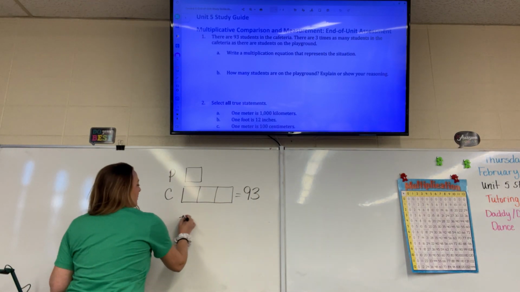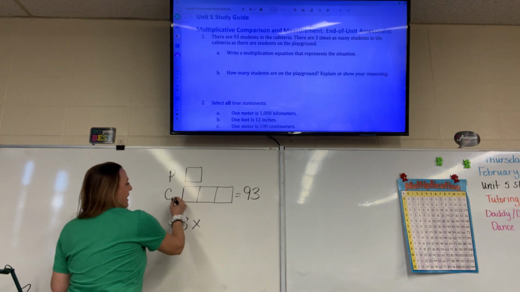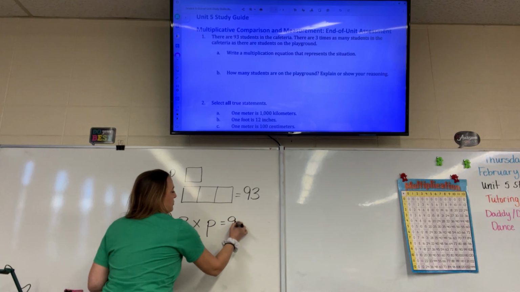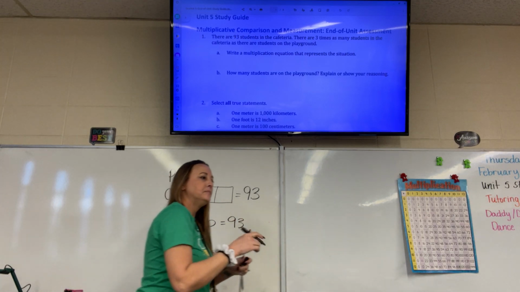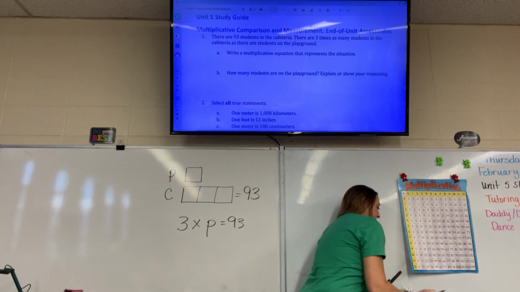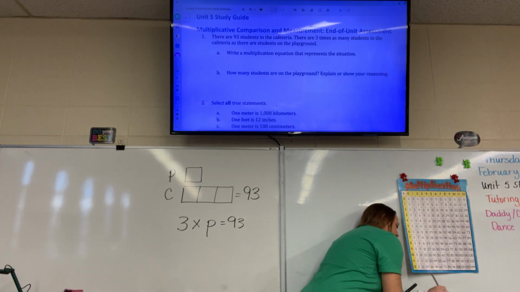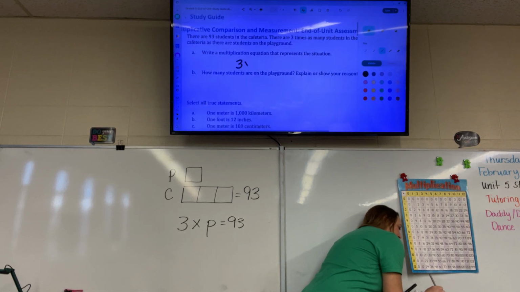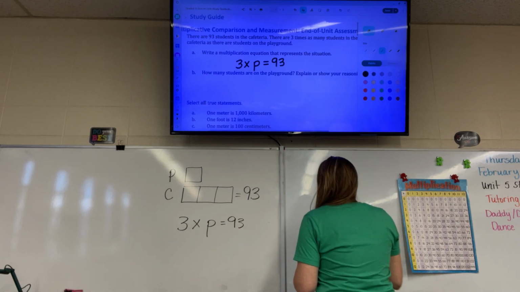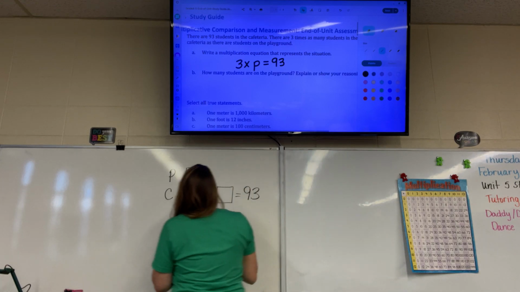We're going to say 3 times as many as the playground. We'll use a P for that. Equals 93. Okay? So 3 times as many as what's on the playground equals the cafeteria. So first we're going to write down 3 times as many as P equals 93. Next, it wants to know how many students are on the playground.